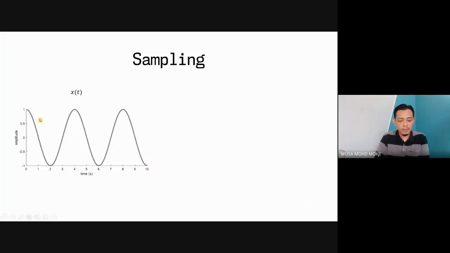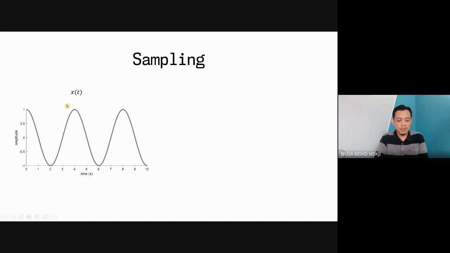Let's say we have a sampling example. This is a very simple signal, what we call a single frequency signal. This is a cosine signal, and it is an analog signal. How do you know this is an analog signal? Because the x-axis is in time, which is seconds. How do you read this? This is 0 seconds, this is 1 second, until 10 seconds.